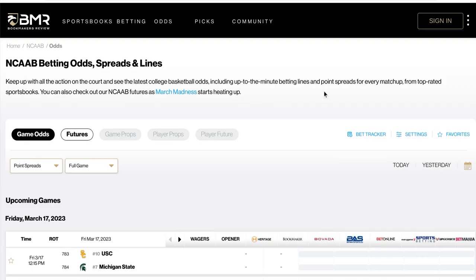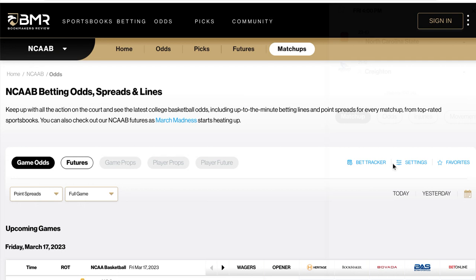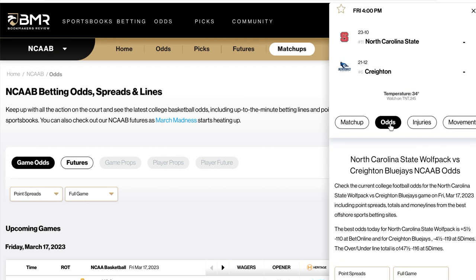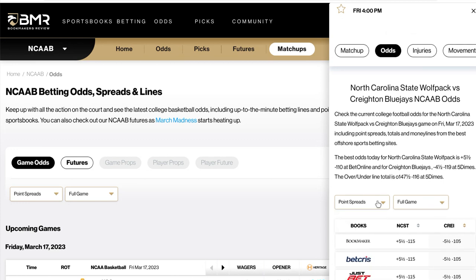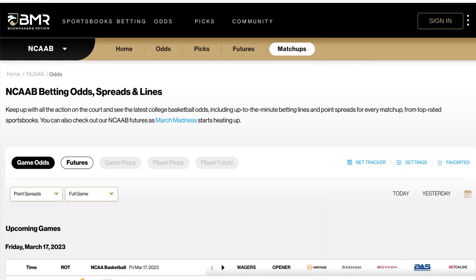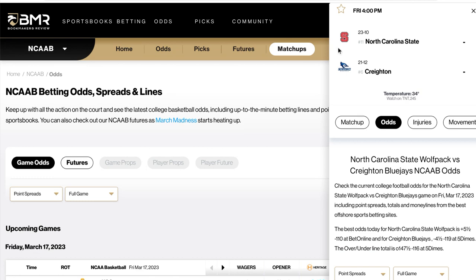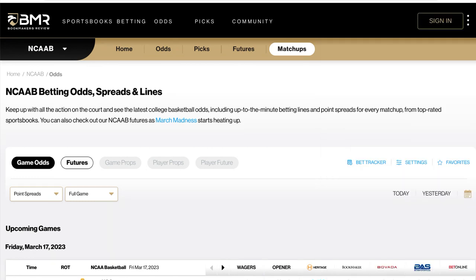NC State, let's see what kind of money line. That's probably going to be somewhere around, what did I do here? Let's see what the odds are on the money line. We'll just check this briefly. Probably 175. Yeah, okay, 175, 185. And that's probably the same for that other game as well. Okay, so let's go back to our statistical properties here.